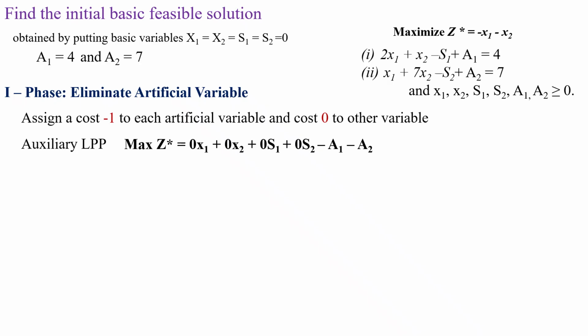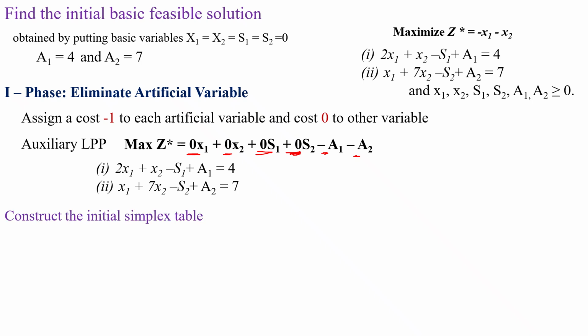So here we are assigning the cost values. The Cj values for all the variables except the artificial variables are 0, and the Cj value for the artificial variables is -1. Then the objective function will become 0x1 plus 0x2 plus 0s1 plus 0s2 minus a1 minus a2. And the constraints are 2x1 plus x2 minus s1 plus a1 equal to 4, and x1 plus 7x2 minus s2 plus a2 equal to 7.